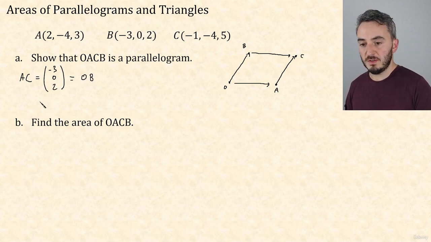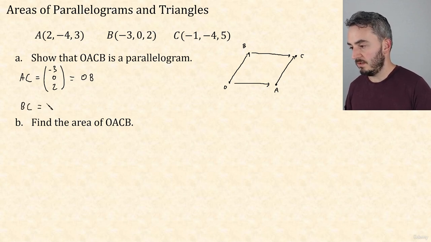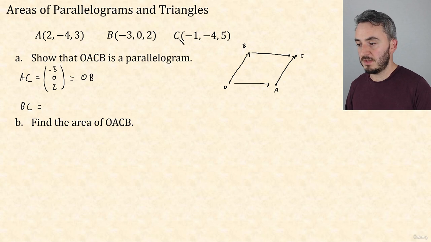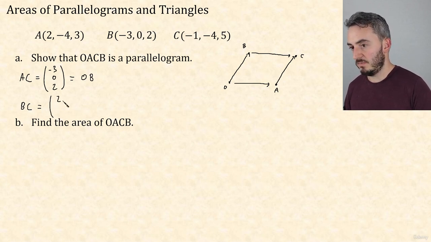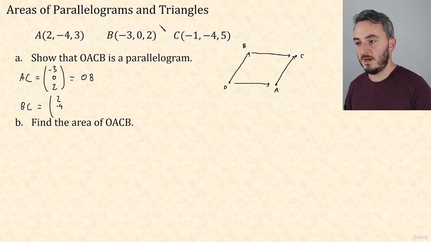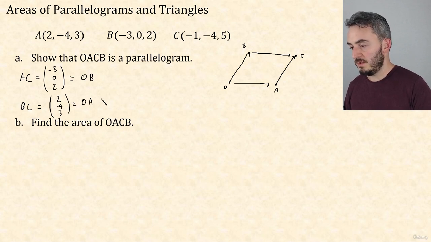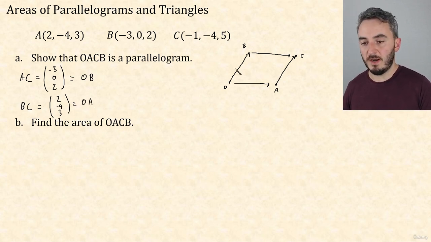And then we also need to do B to C. So B to C is the coordinates of C minus the coordinates of B. So minus 1 minus minus 3 is 2. Minus 4 minus 0 is minus 4. And 5 minus 2 is 3. And that is OA. So we're done. We've shown it's a parallelogram because the opposite pairs of sides are the same vector.